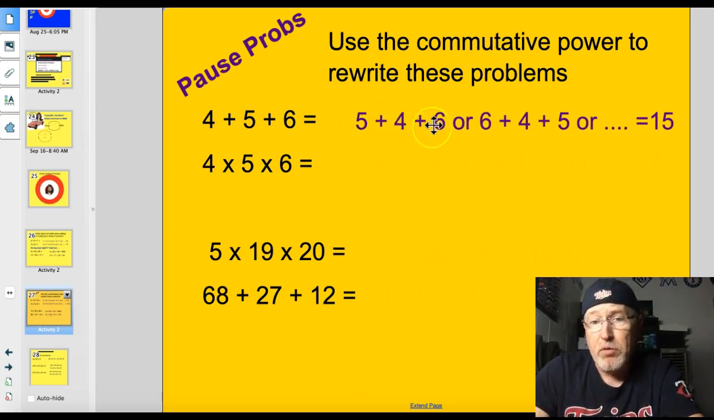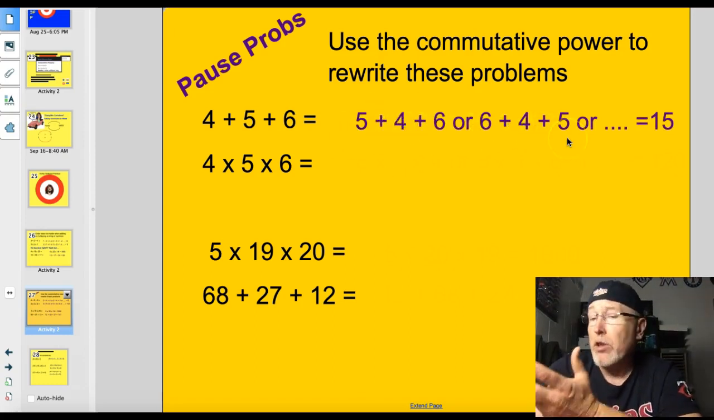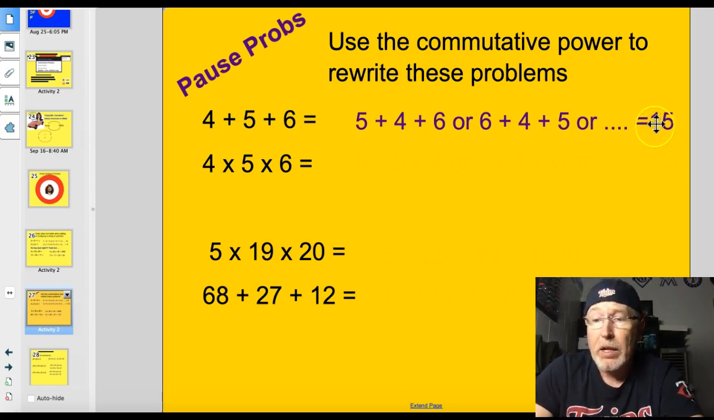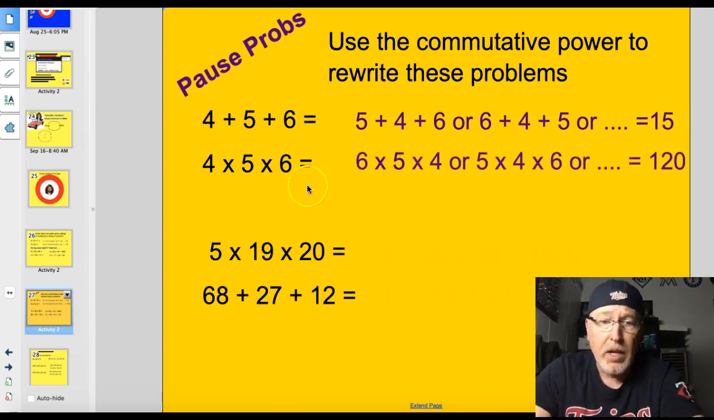Well, you could have written 5 plus 4 plus 6, 6 plus 4 plus 5. There's other ways to do it. If you wanted to evaluate it as well, it's 15, but I said you didn't have to evaluate it. This one here, 4 times 5 times 6, could be 6 times 5 times 4, 5 times 4 times 6. There's other ways to write that too, but it equals 120.